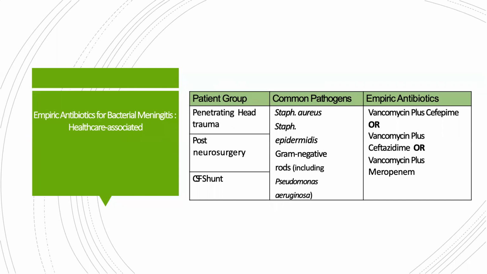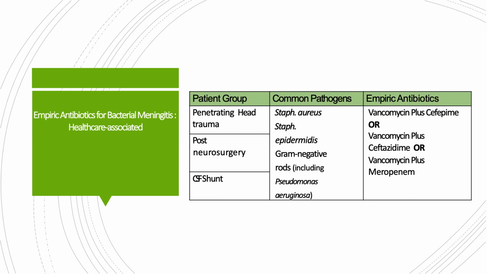So empirically, for those patients that may have healthcare-associated meningitis, and this being for a penetrating head trauma, post-neurosurgery, or if they have a CSF shunt, meaning that they've maybe had a stroke and then they need to redirect the blood flow, it is easy at this point to introduce gram-negative pathogens. So we want to make sure that we're covering for those staph pathogens that we talked about with the head trauma that can exist, as well as our gram-negative pathogens.